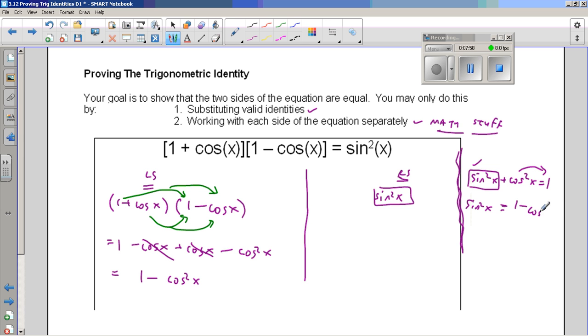That's 1 minus cos squared x, right? So sine squared x, I'm going to make a substitution with this thing that it's equal to from an identity I've proven earlier, and I get cos squared x. And so now I have the left side equal to the right side, and the identity holds. And the identity is proven.